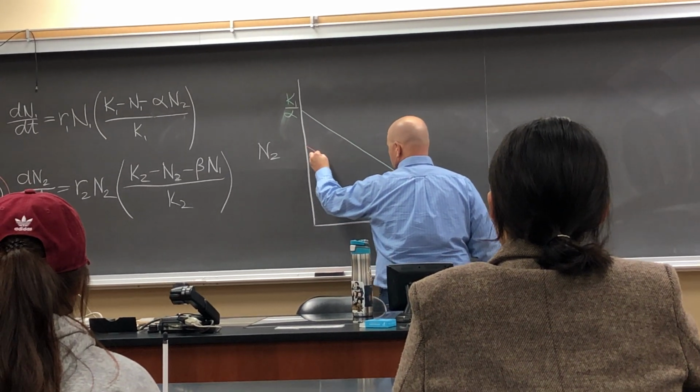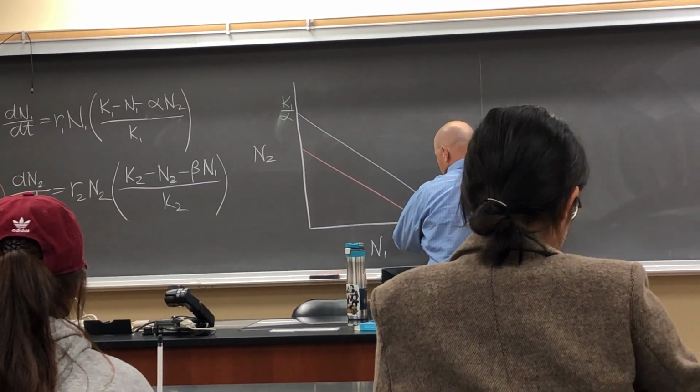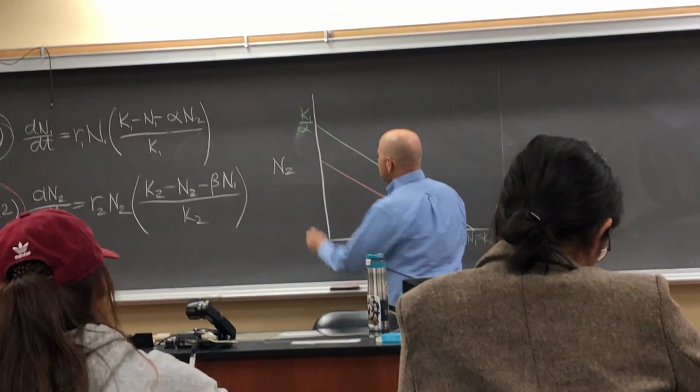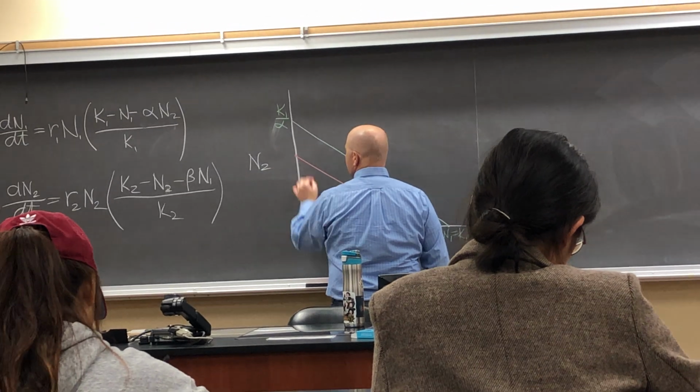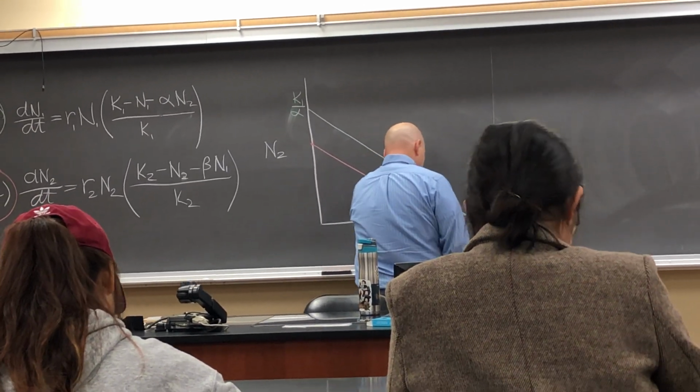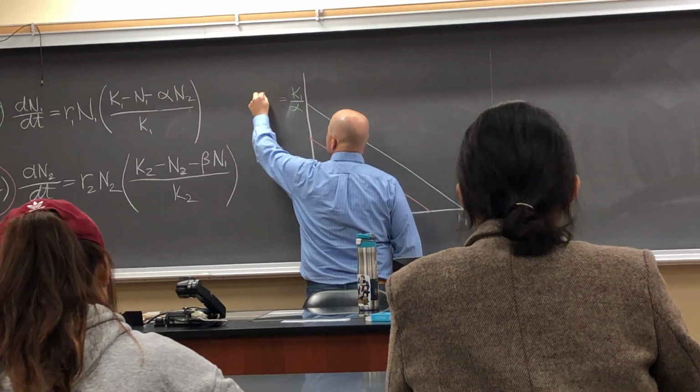You're gonna have to divide it. Somebody just open the door. Right, what's this value gonna equal right here? Why are there people outside? K1 over alpha minus something.